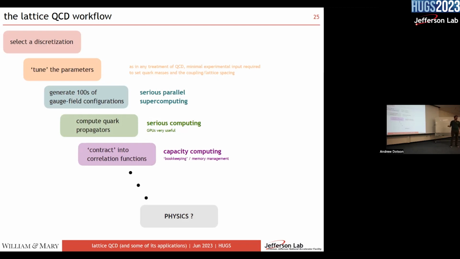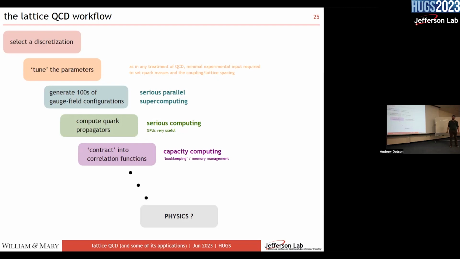But okay, I don't want to linger on that. So you've tuned your parameters, you've discretized, and you've now got this det M e to the minus S_G as your probability distribution. Monte Carlo generate hundreds of gauge field configurations. Hundreds is the typical number you want. To do that, you need big computers.